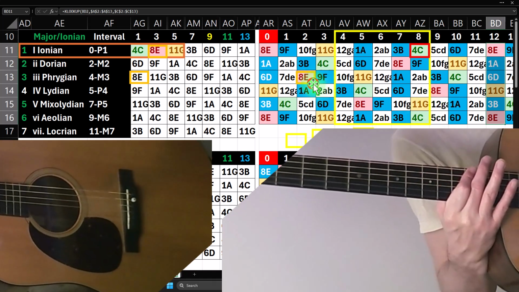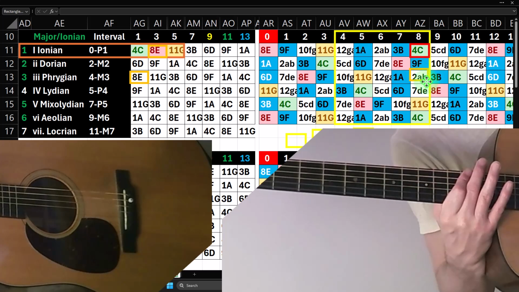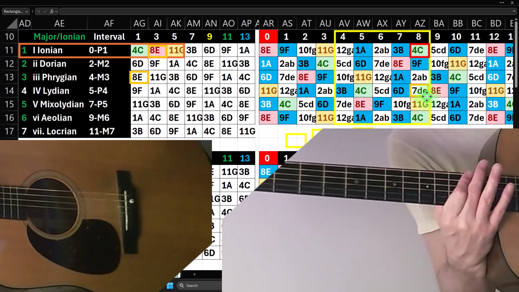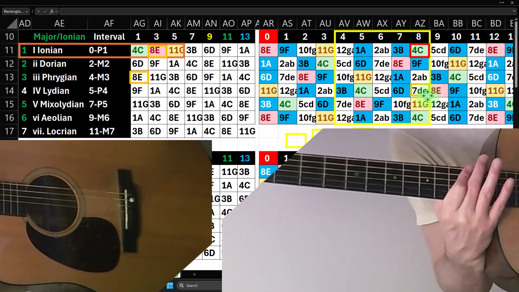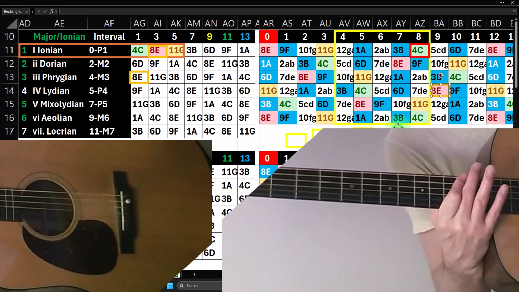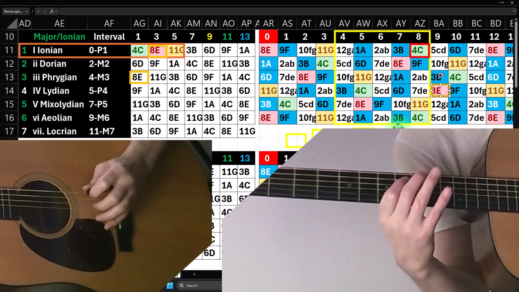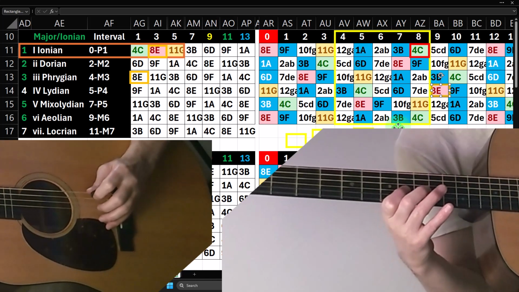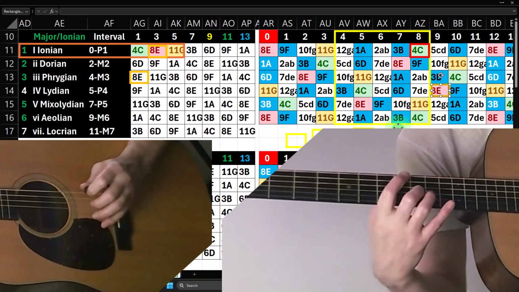Then if we go down 3 strings, that's going to be 5, 10, 15, and then 15 minus 12 gets us down to 3, and then up 1 would be 4. So if I go down 3 strings, it's 5, 10, 15, minus 12 is 3, and then 4.